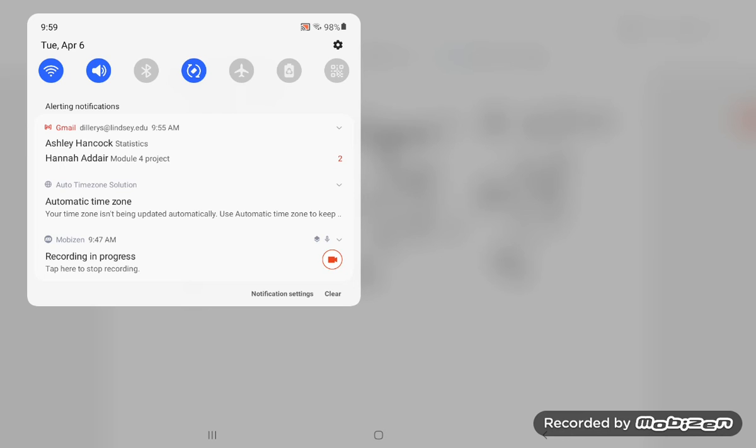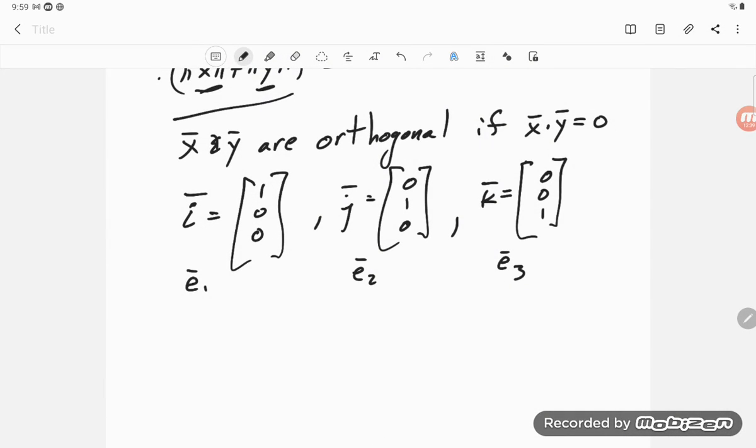Whoa! Let's see. I think I just need to hit there. Yeah. Okay. Oh, I probably hit my thumb up in the top left corner up there.